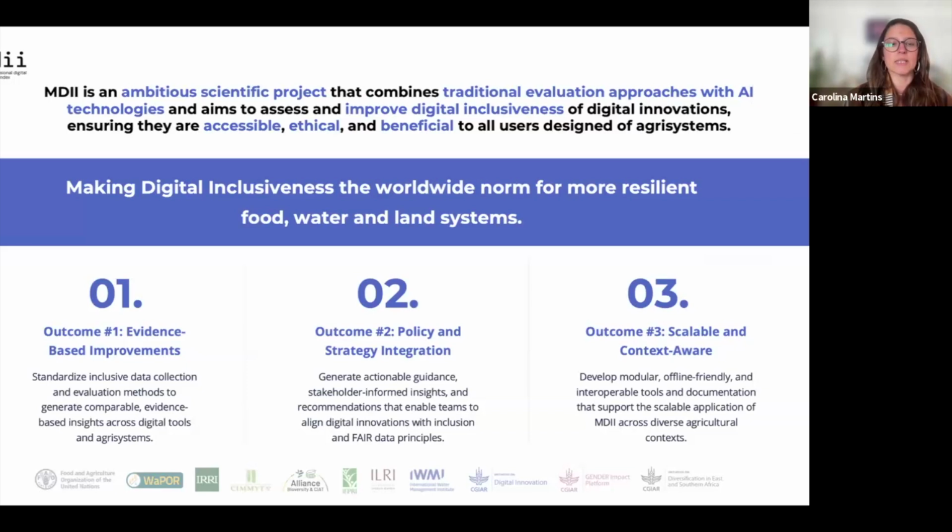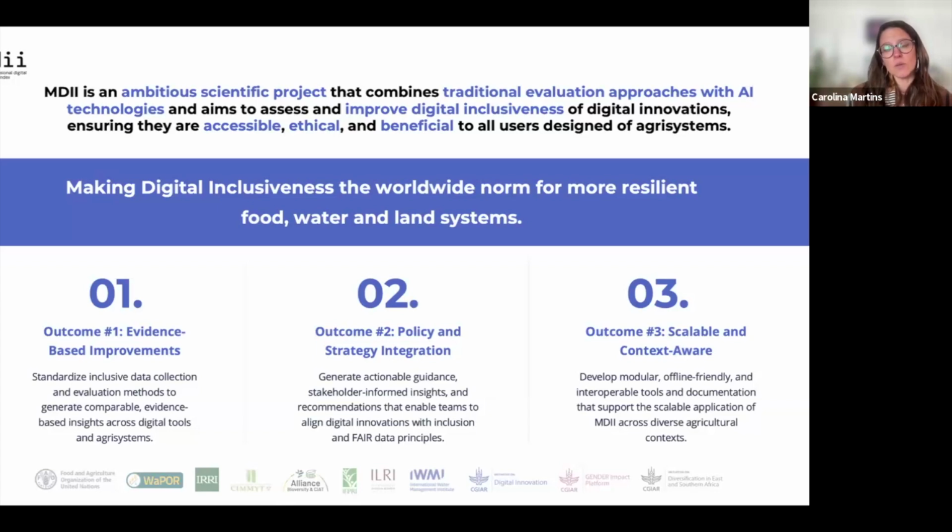In terms of outcomes, what the MDII allows is evidence-based improvements. Since technology is moving really fast, the improvements that need to be done need to be human-centered, but they also need evidence to support them. That's why the MDII helps, as an outcome, to standardize data collection and evaluation methods.